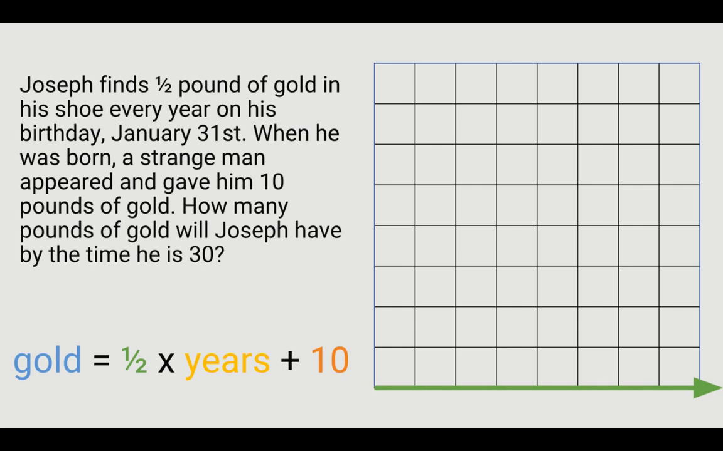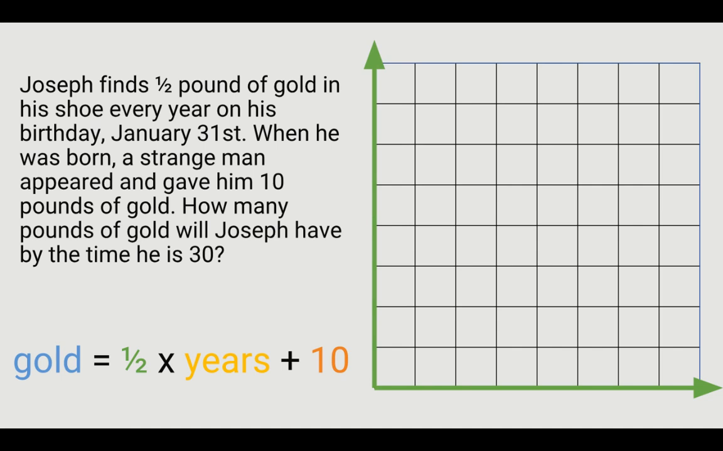That's going to be years. Gold is my output. That's the effect. If years is the cause, gold is the effect. So that's going to be my vertical axis. Now, I also have my rate and my initial value. So my initial value 10 tells me my line is going to start at 10. On the y-axis, my line is going to start at 10.